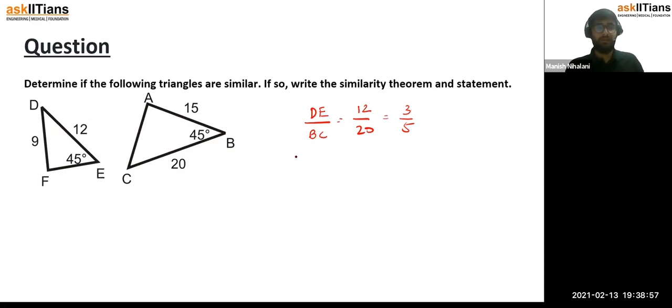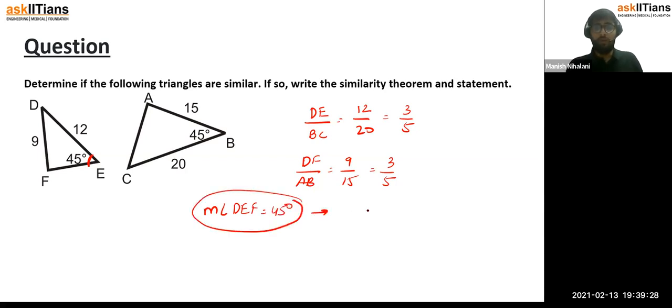Similarly, we can also check the other side. Which is the other side? We have DF and we have AB. So DF is how much? 9, AB is 15. We also have this 3 by 5. So far things are pretty good. Now let's check about the angles. Now here we can see that we have the angle E as 45 degrees, which is measure of angle DEF is 45 degrees. But we always need the included angle.